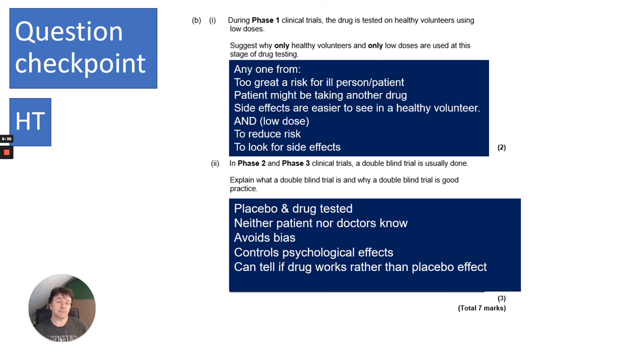That's quite interesting because sometimes people say they feel better just because they've been told or they've been given something that they think will make them better, but it doesn't. It's just a psychological effect. And also you're telling if it's the drug that is working rather than the placebo effect.